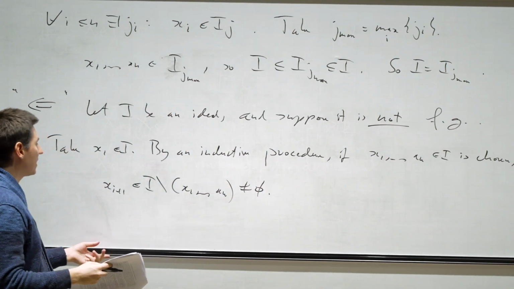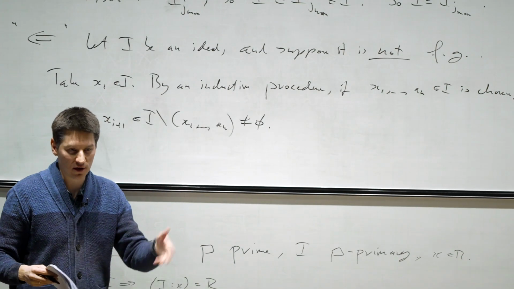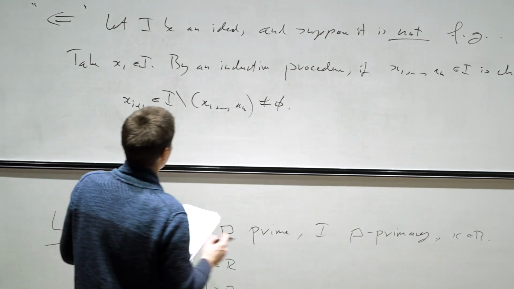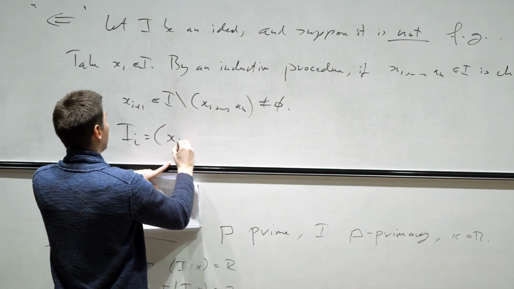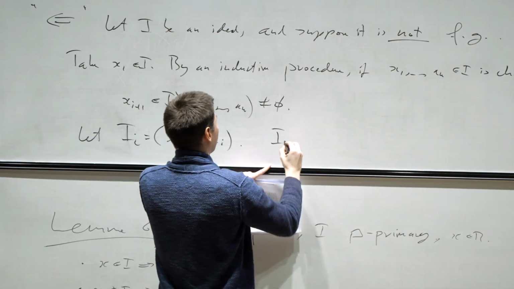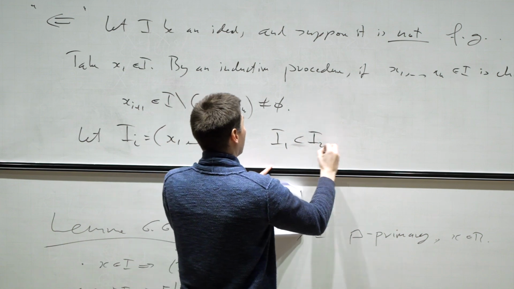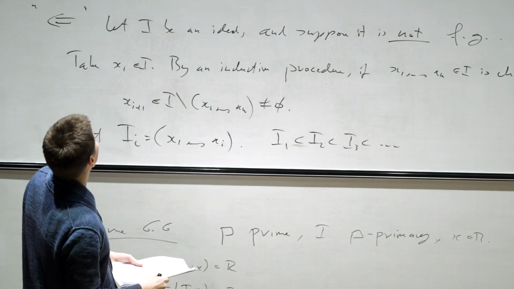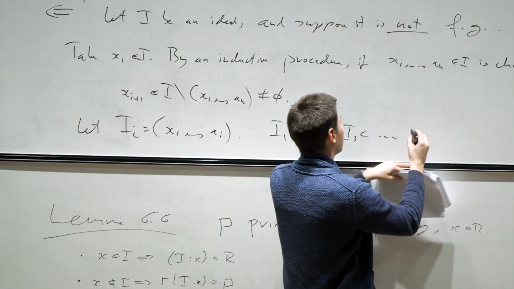Okay, so I take an element, I generate a subideal. I take an element which is not in it, I generate, and I keep going. I is not finitely generated, so this procedure continues forever. So now let I_j be the ideal generated by x1 up to xj. We clearly see that I1 is properly inside I2, properly inside I3, and so on. These are proper inclusions, so this cannot stabilize.